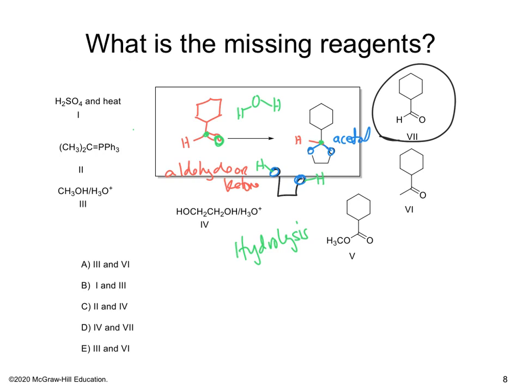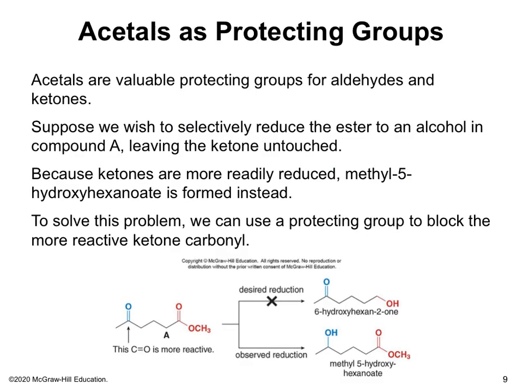You need the correct alcohol with acid. So this would be 7 and 4. So D is the answer. Okay, so these are acetals as protecting groups. This is a slide that we went on the previous. You have an ester, and then you have a ketone. The ketone is more reactive.